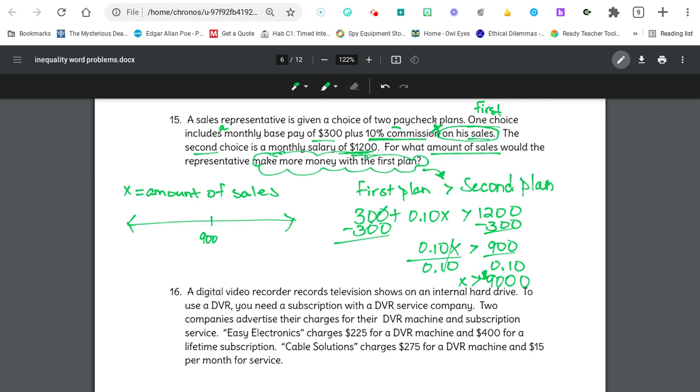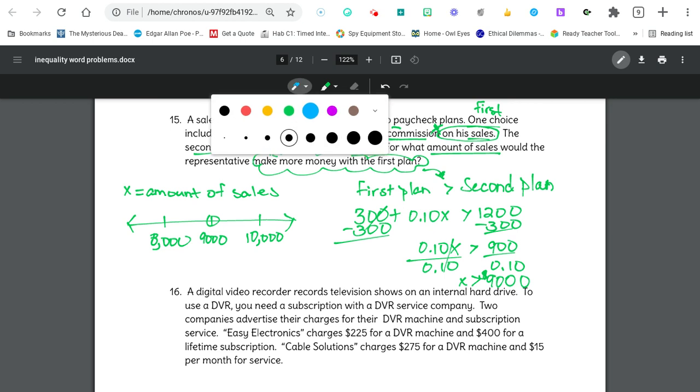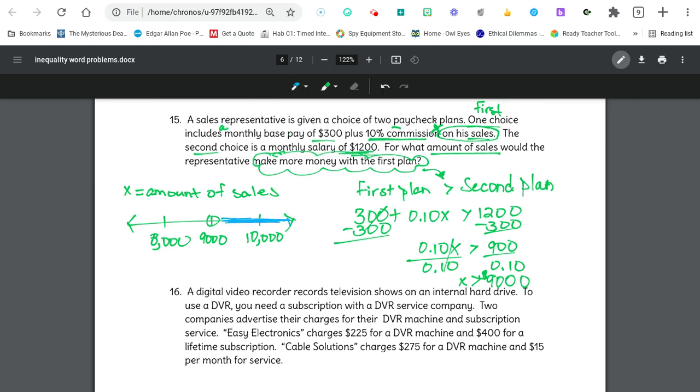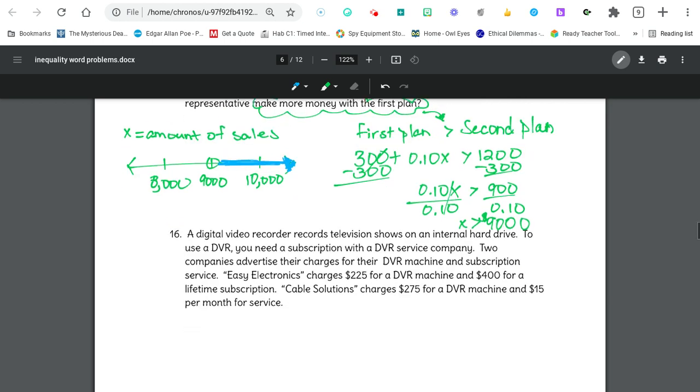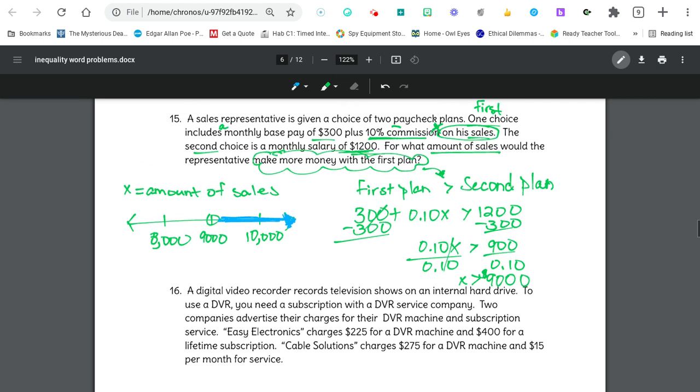So you have to sell more than, and it's not equal to, so you have to sell more than $9,000 worth of merchandise just to get over $1,200. You better be a great salesperson. You better be selling something like cars or something. If it's furniture, I don't know, you might be in trouble. Okay, but definitely go with plan 1 if you plan to be a great salesperson. If you suck at selling merchandise, go with plan 2.